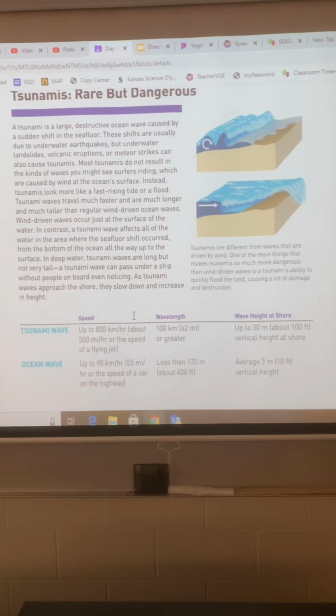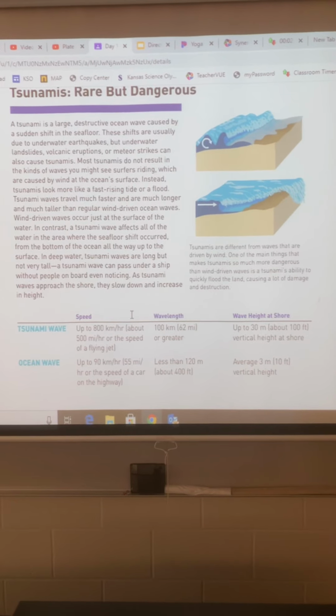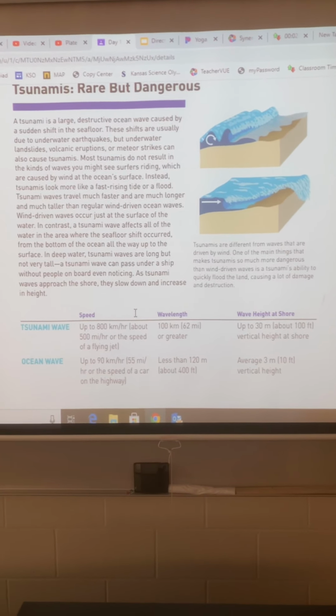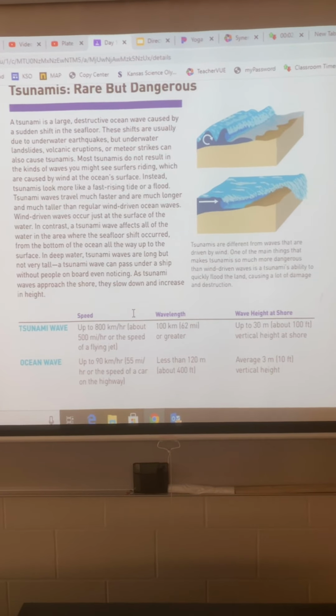Hello, science students. Today I'm going to be modeling for you wind-driven waves and what are they called? Tsunami waves. And you'll find that there are quite a few distinct differences. So, as you may recall from the article in Chapter 2 of your dossier, the differences between tsunami waves and ocean waves are listed here.